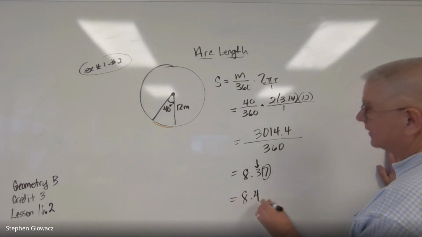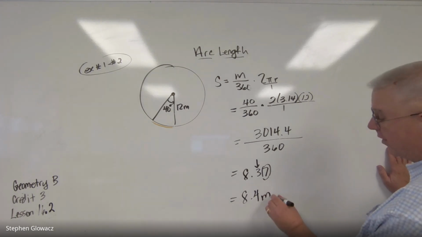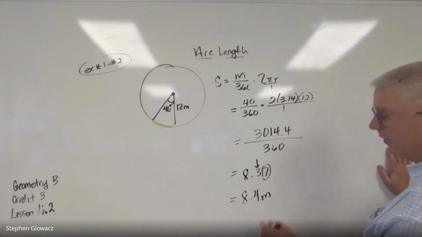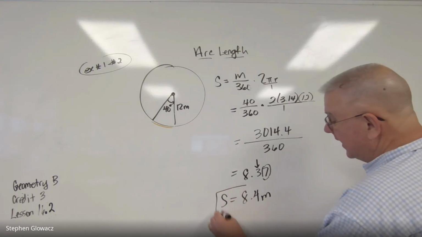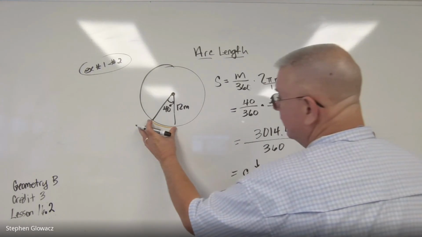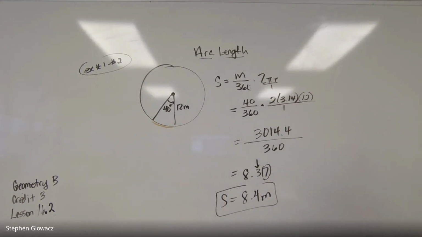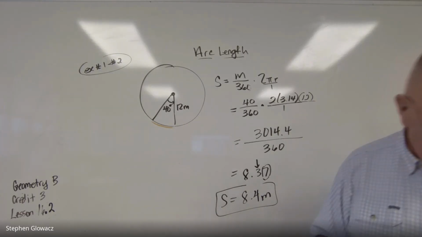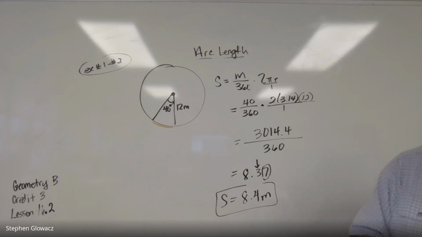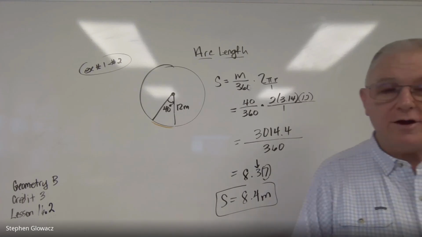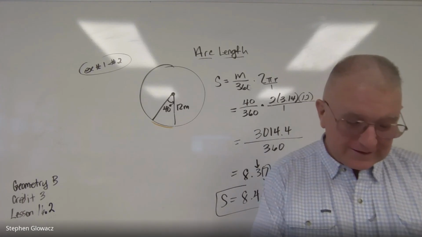And our final answer here, 8.4. And don't forget the unit, 8.4 meters. So the length of our arc here, the length from here to here, is 8.4 meters. And that's how you find arc length. So there's only a couple problems there. Both 1 and 2 are done the same way. So believe it or not, that's it. Just one example for this lesson.